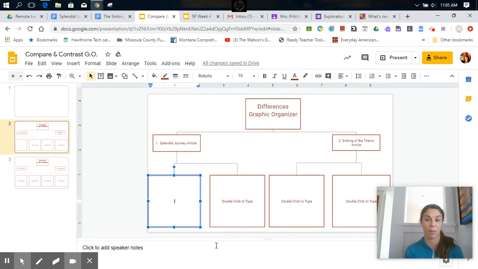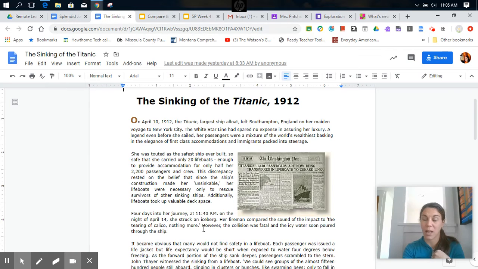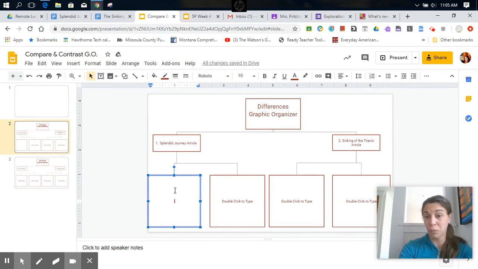What's one thing we've really been focusing on? The point of view, right? So, can someone tell me, are there different points of view in these two articles? Yeah, right? I can see that this one, I know that it's about Elizabeth Shute and her experience. So that's probably going to be more first person, right? And this one was kind of talking about the Titanic. It was saying she and her a lot. So it was kind of told from an outside perspective. So maybe third person.